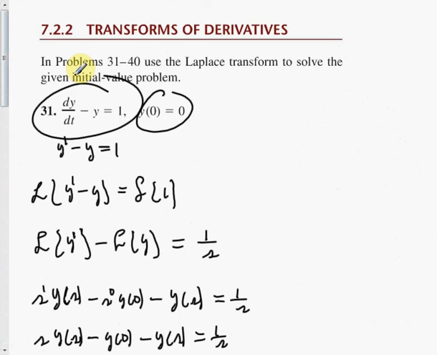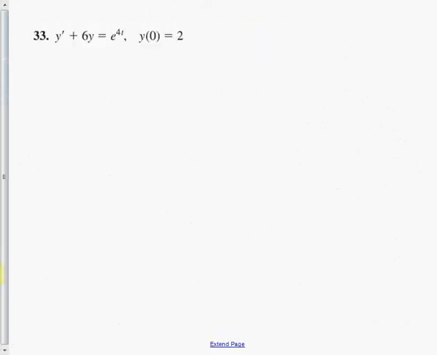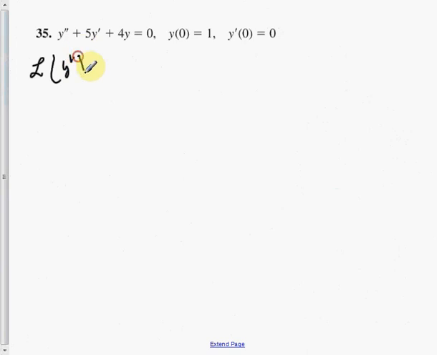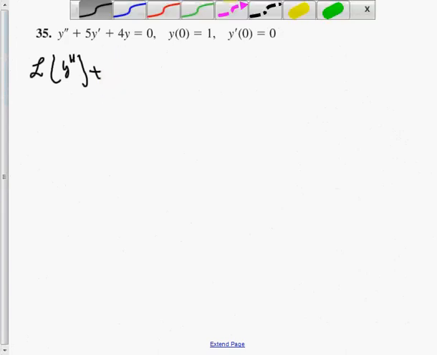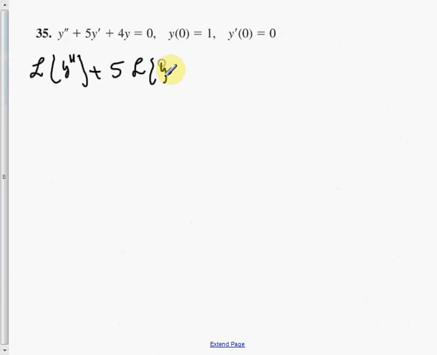Eventually, you will see that the Laplace transform method is the so-called desired method. It worked this one right here, and then I want to go into 7.3. So here, we take the Laplace transform of everything, plus put the 5 in the front. Five times the Laplace transform of y prime plus 4 times the Laplace transform of y is equal to the Laplace transform of 0.